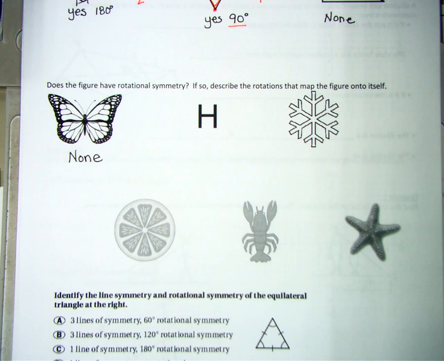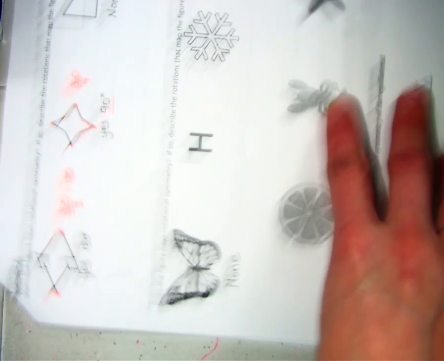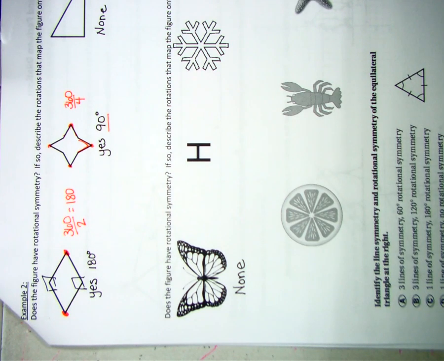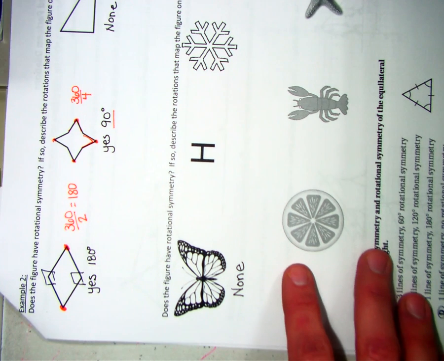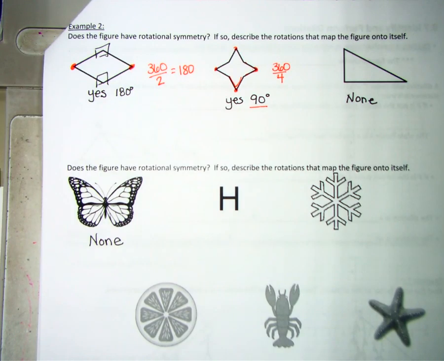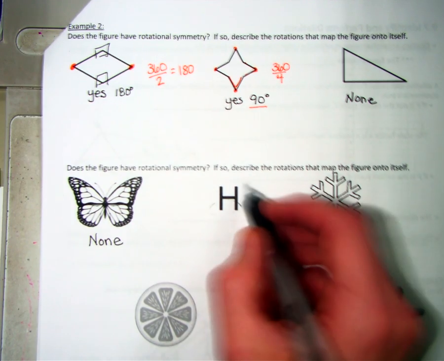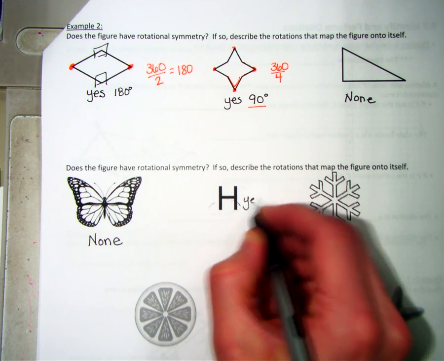What about the H? 180. Is it the same as if you turn this sideways? Does that still look like an H? No. Looks like an I. Okay? So it's got 2 parts that are the same. It's got a top and it's got a bottom. That's why it's 180. So this one is yes, 180 degrees.